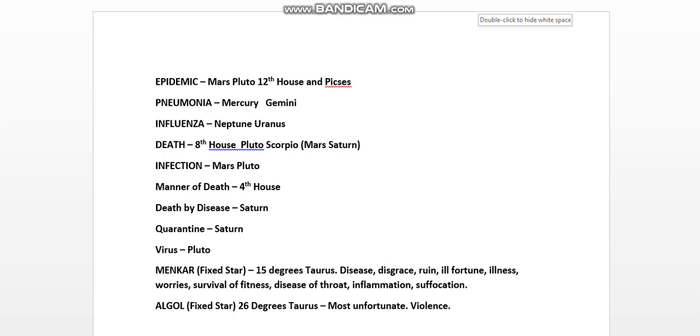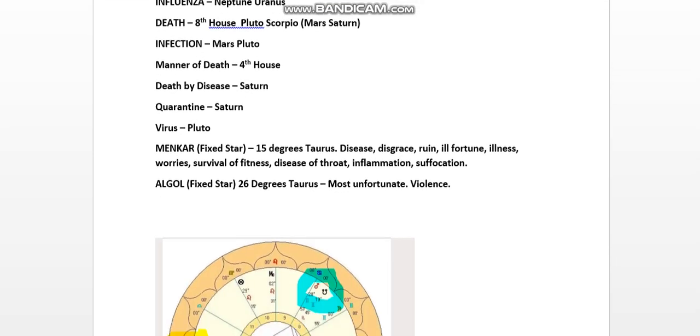Also something that comes up is Algol. This is the most unfortunate of the fixed stars. It's at 26 degrees of Taurus. As I say there, most unfortunate, it also represents violence. So I've put all those there because those are the sort of symbolic factors we're going to be looking at when we do the charts.